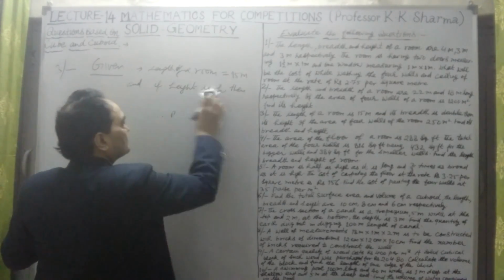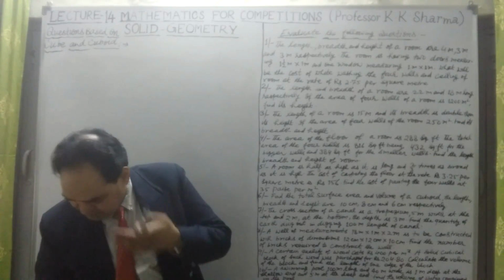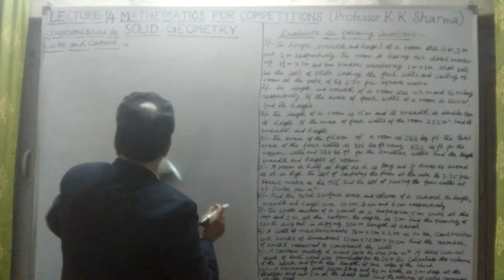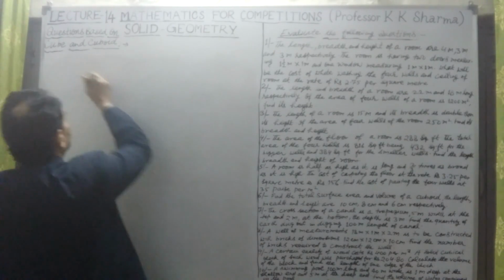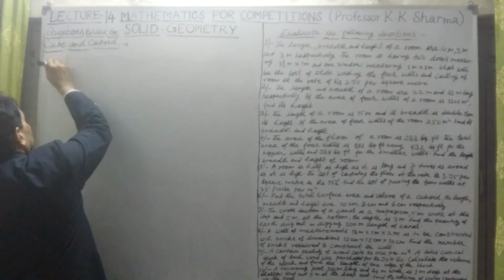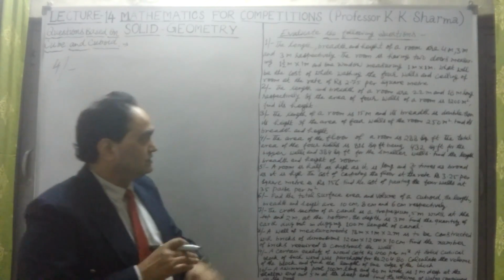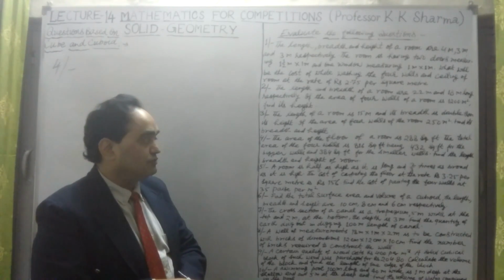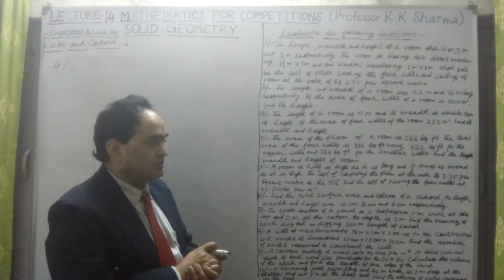Question number 4. Now let me discuss what is given in question number 4. First let me write down question number 4. What is given here? Let me read it out. The area of the floor of a room is 288 square feet. Area of a floor of a room is 288 square feet.